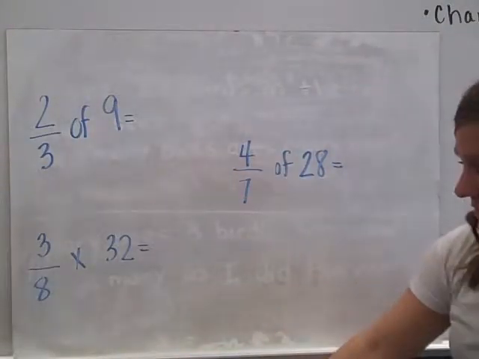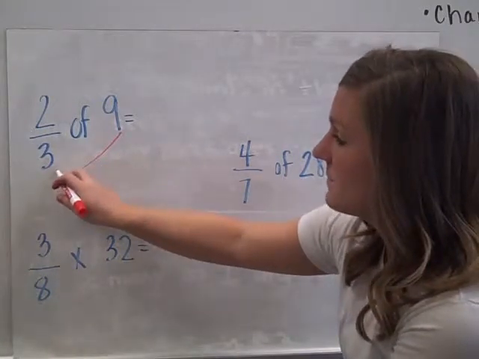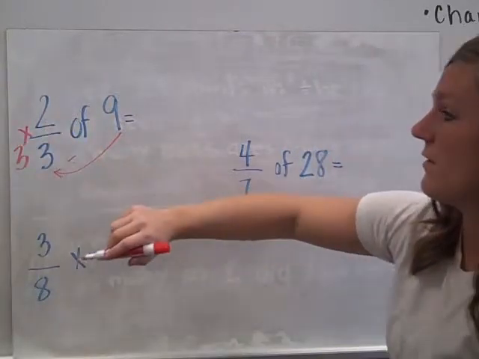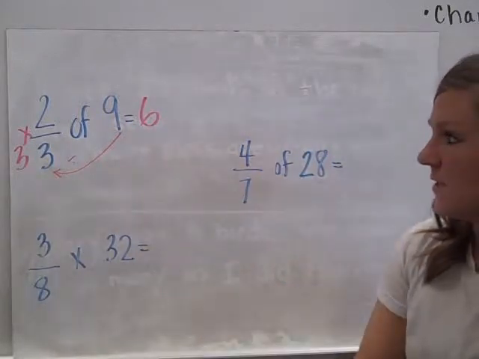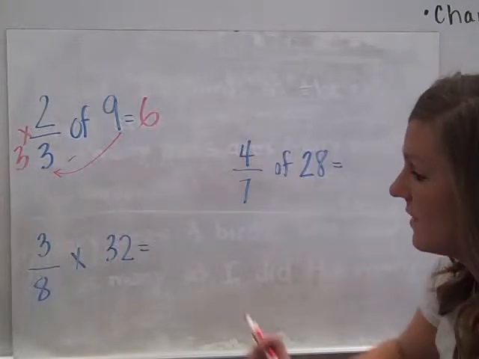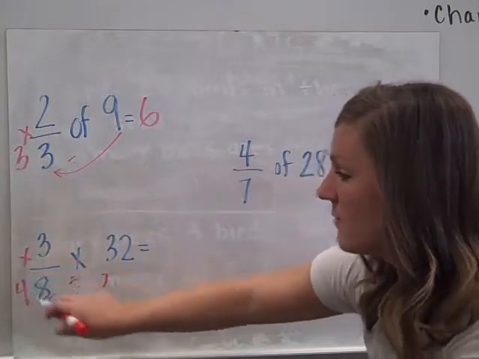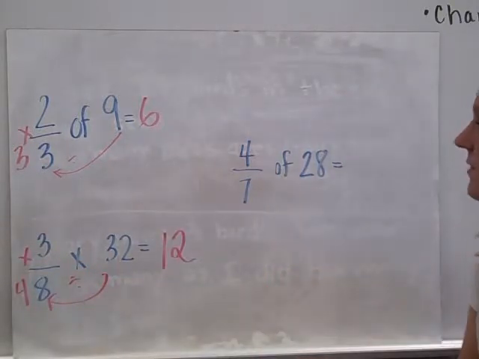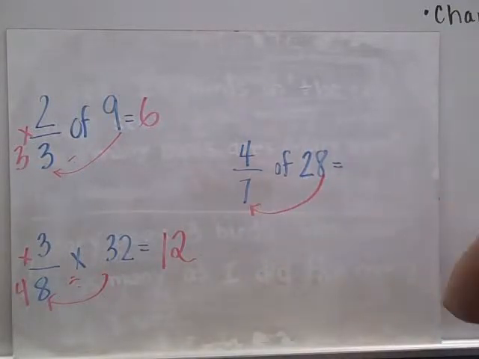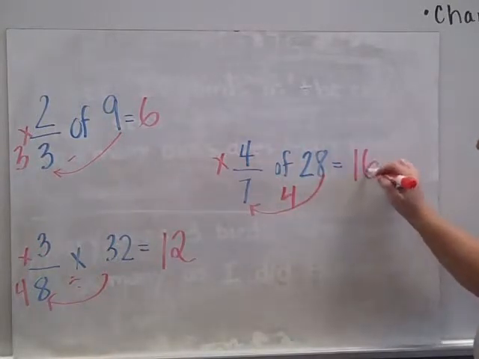And here it is again, but this time I did not use numerators of 1. I threw in other numbers. 9 divided by 3 is 3 times the numerator of 2 is 6. So 2/3 of 9 is 6. And then 32, again, divide by 8 is 4 times 3, 12. And 4/7 of 28, I'm going to say 28 divided by 7 is 4 times 4 is 16.